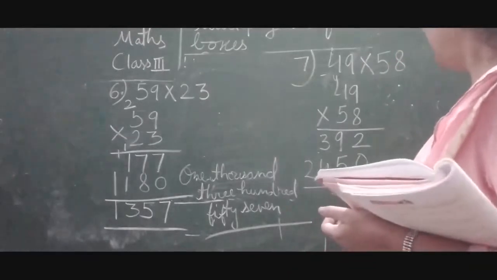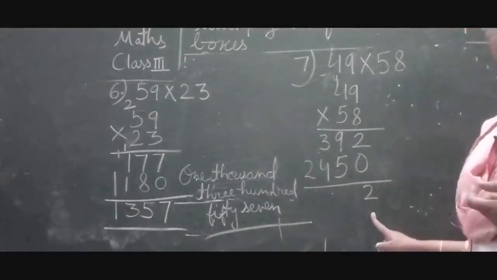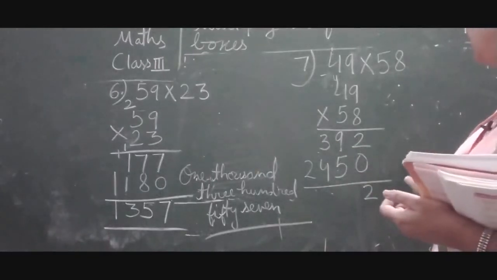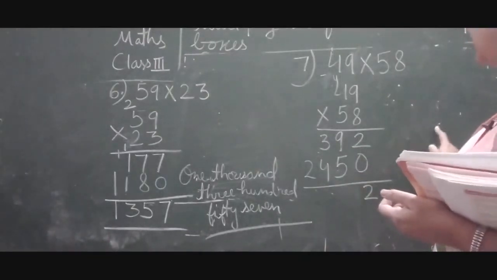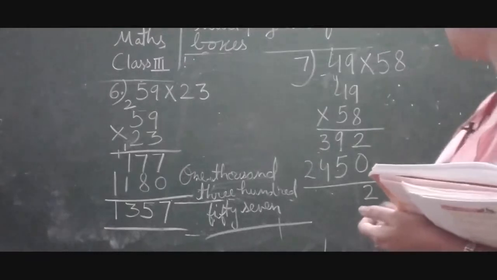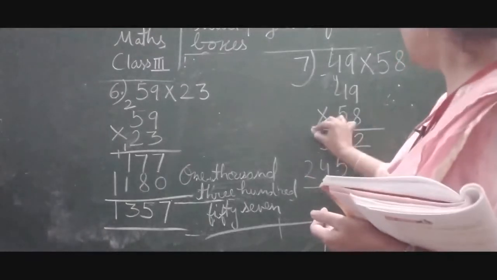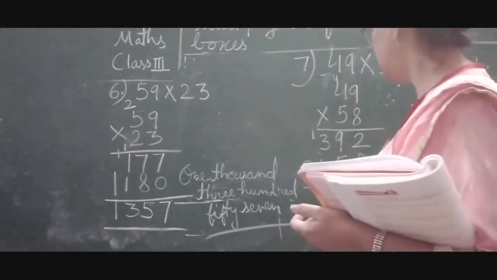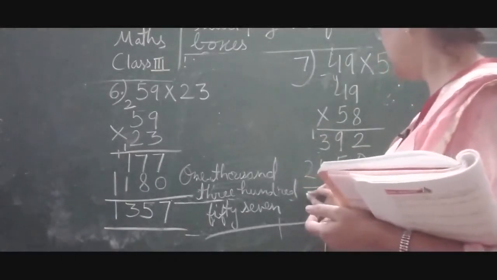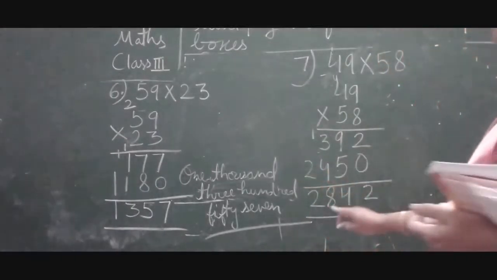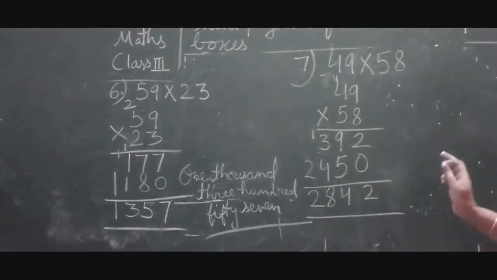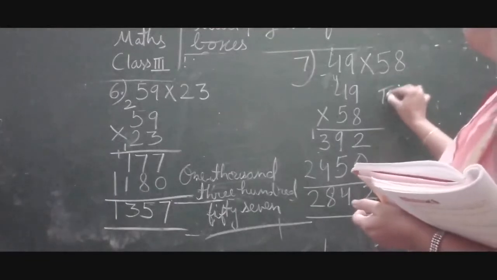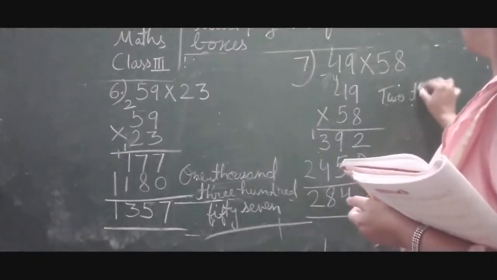Now here 2 we will write over here. Then 9 and 5. 10, 11, 12, 13 and 14. 14 we will get. 1 will be carry over. 4 and 3 is 7 and 1 is 8. And now here 2. So 2842 is the answer. So we will write 2842.